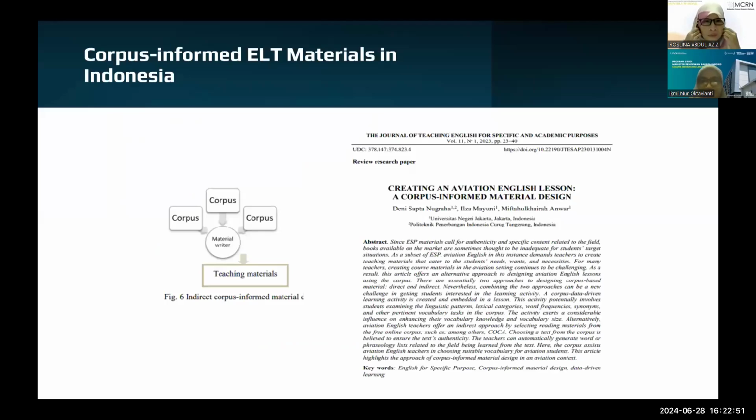And also another study done by Nugraha et al. in 2023. This one is about creating an aviation English lesson. And of course, because this is a corpus-informed study, the material design was done by consulting corpora. In this study, the corpus used is COCA. So the researchers used consultation from COCA to design the English materials for aviation.